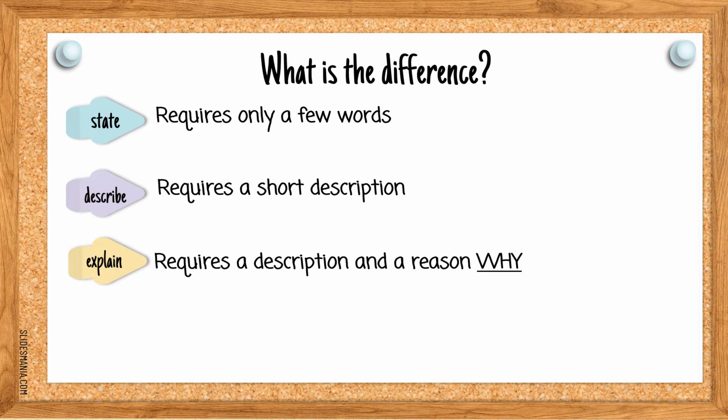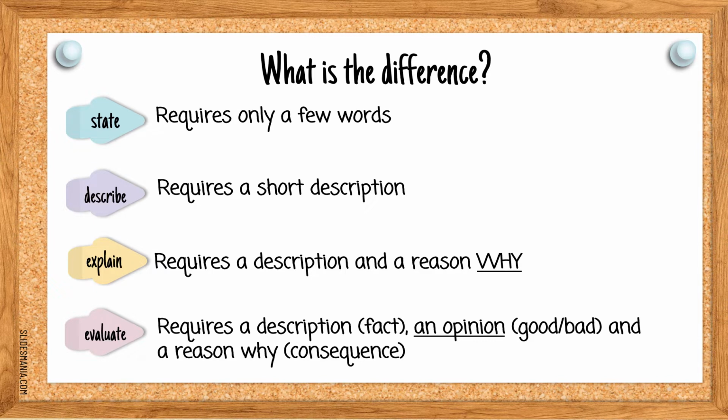If you're asked to explain, then this requires a description or a fact and also a reason why or a consequence. And finally, if you're asked to evaluate, then this requires a description or a fact, an opinion, so it's a good or a bad thing, is it suitable or unsuitable, and then also a reason why or your consequence. You might also want to add in a developed consequence for evaluation answers to get a second mark.